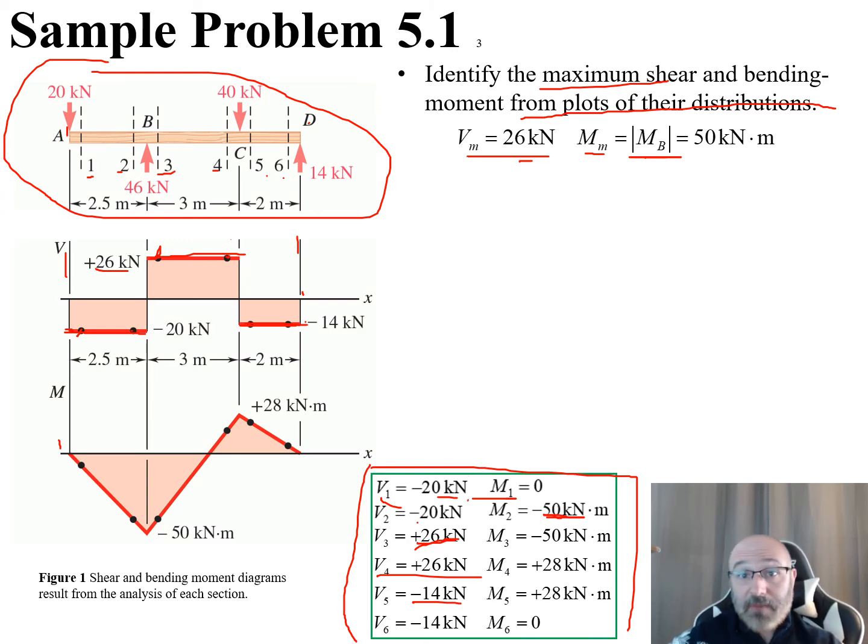Now I do the same thing for my moment diagram. Again, I like to line everything right up right there. So at the beginning, my M1 right here is 0. So there's my 0 value right there. My M2, there's my 50 kilonewtons right there and 50 kilonewtons right there, which is also my max.